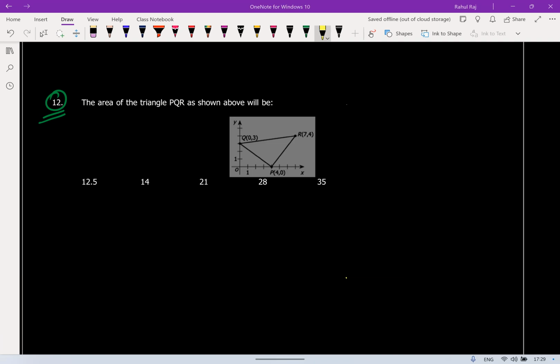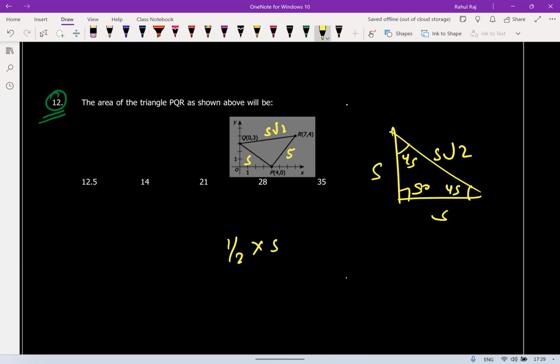So what is the distance between RP? 7 minus 4 is 3, 3 square plus 4 square, that is 5. What is the distance between PQ? 4 square plus minus 3 square, that is 5. What is the distance between RQ? 7 square plus 1 square, that is root 50, that is 5 root 2. That's all. So if a triangle has sides 5, 5, 5 root 2, it means this is 45, this is 45, and this is 90. Once you understand this, half into 5 into 5 is 12.5. That's the answer, right?